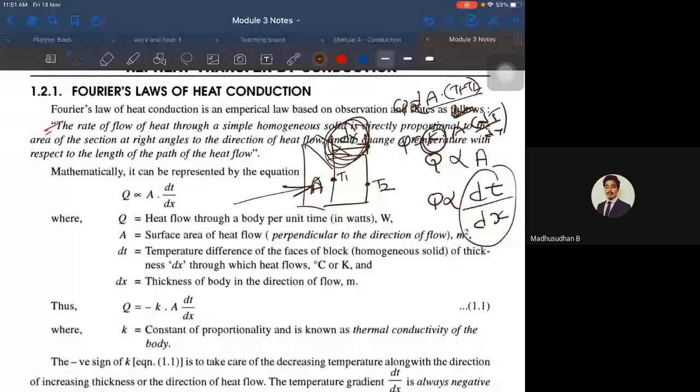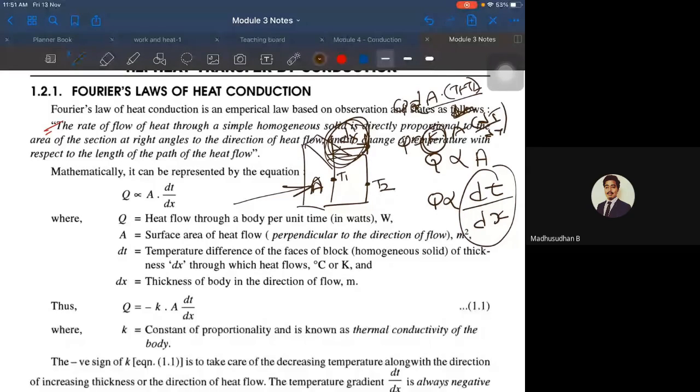That means it allows the heat to pass through. If the thermal conductivity value is lower, then it does not allow the heat to pass through, and it becomes a resistor or an insulator. Okay, and that is how it is.